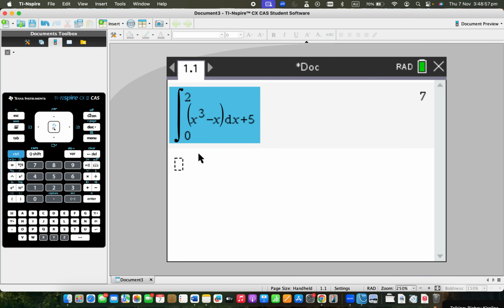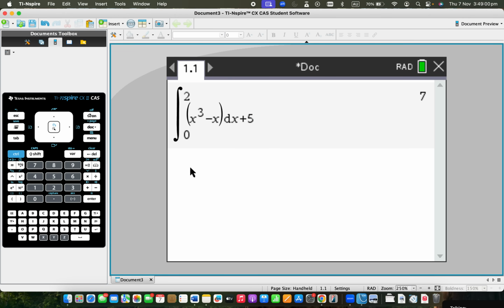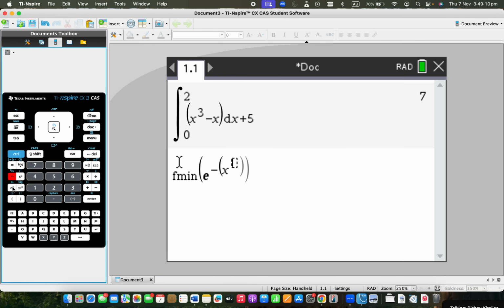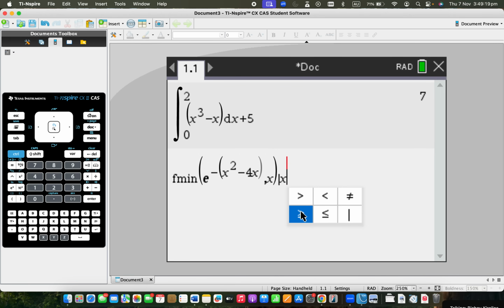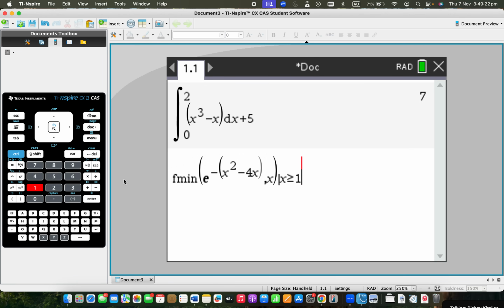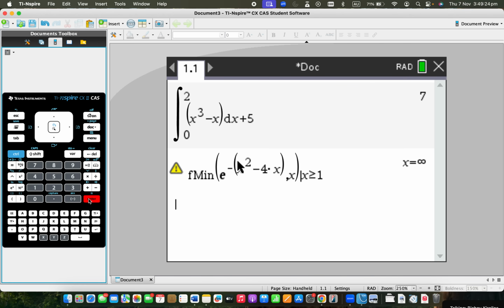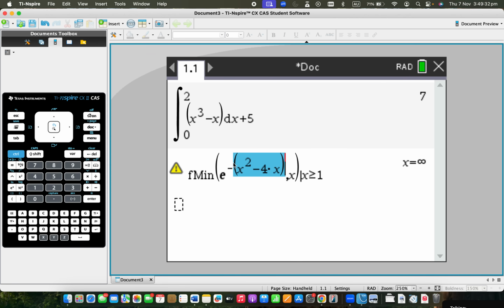So if we go to the calculator, what we can do is we can do f max and f min. So f min of e to the power of negative x squared minus 4x, comma x, and we also need to make sure we put that domain of 1 to infinity. So x is greater than 1. I'll put greater than or equal to just because the calculator doesn't like when we don't include it. So it will happen that x is equal to infinity, and if x is infinity, it's e to the power of negative infinity, which goes to 0.